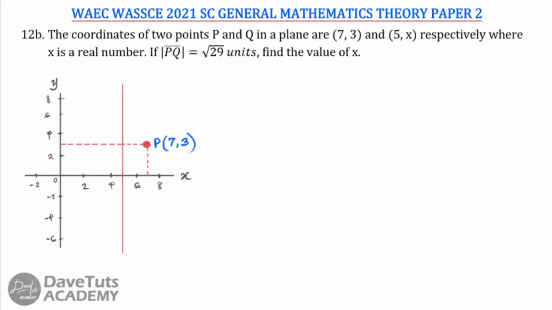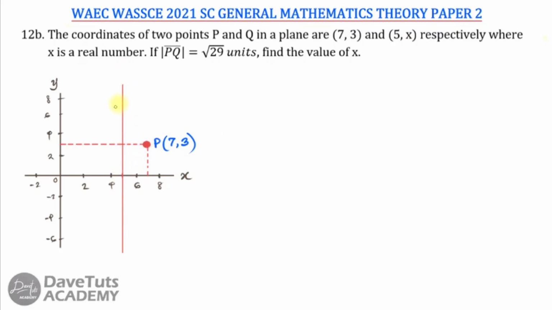A picture is always worth 1,000 words for me, and we have been able to locate P, which is 7,3. You can see on the x-axis, 7 between 6 and 8 is here, and on the y-axis, 3 between 2 and 4 is here, so that is P. What we are asked to get is the coordinate of the point Q, which is defined as 5,x. So on the x-axis it is going to be 5, and that 5 is here, and then we want to find the value of y.